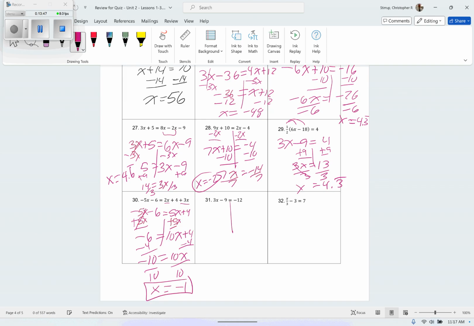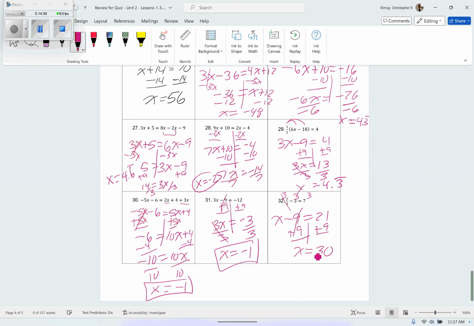Next problem, let's go ahead and add 9 to both sides. Those cancel. That's negative 3. Divide each side by 3. X equals negative 1. 32, let's multiply everything by 3 to get rid of that fraction. So I'm going to get x minus 9 equals 21. Go ahead and add 9 to both sides. Those cancel, so x is equal to 30.